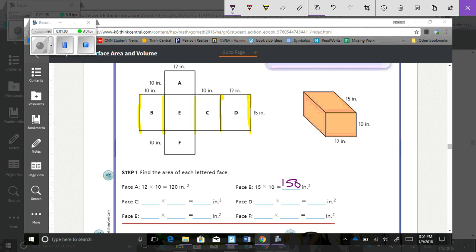Then looking at face C, we know we have 15 because that is the same. We know 15 from that side. So we have a height of 15, or a length, and then a width of 10. So we're going to do, sorry.